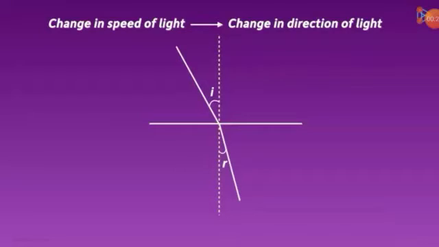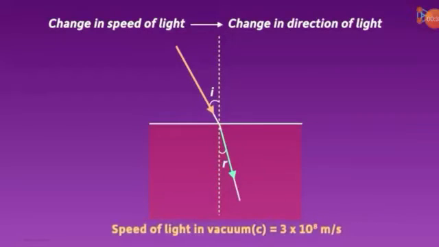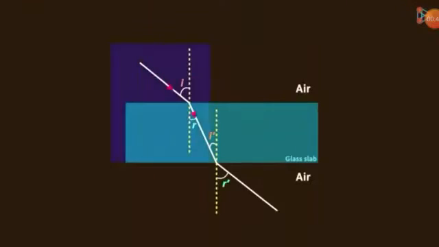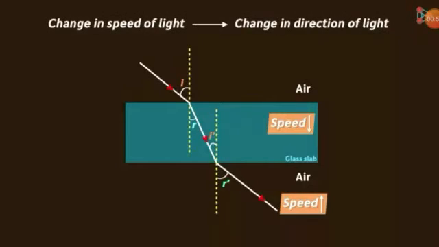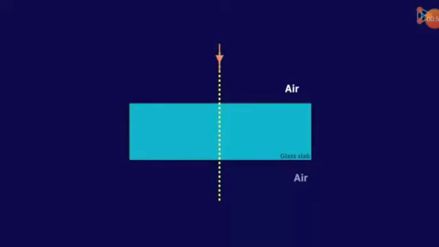What happens with the change in direction of light? When the direction is changed, the speed of light is also changed. When light enters from the incident ray to the refracted ray, there will be a change in speed. The speed of light in vacuum is 3 into 10 raised to 8 meters per second. When light enters from air to the glass slab, the speed decreases. But when light enters from the glass slab to air, the speed increases. So there is a change in the speed of light and also a change in direction.